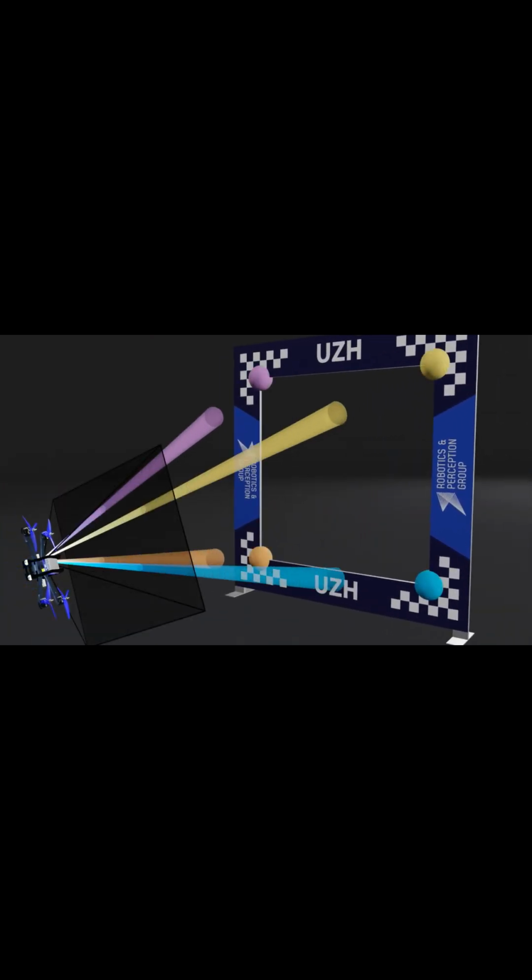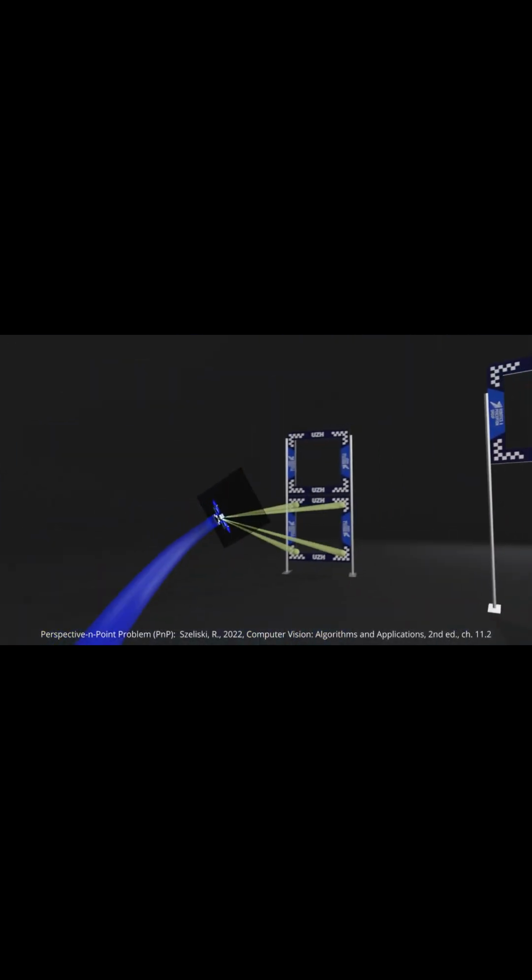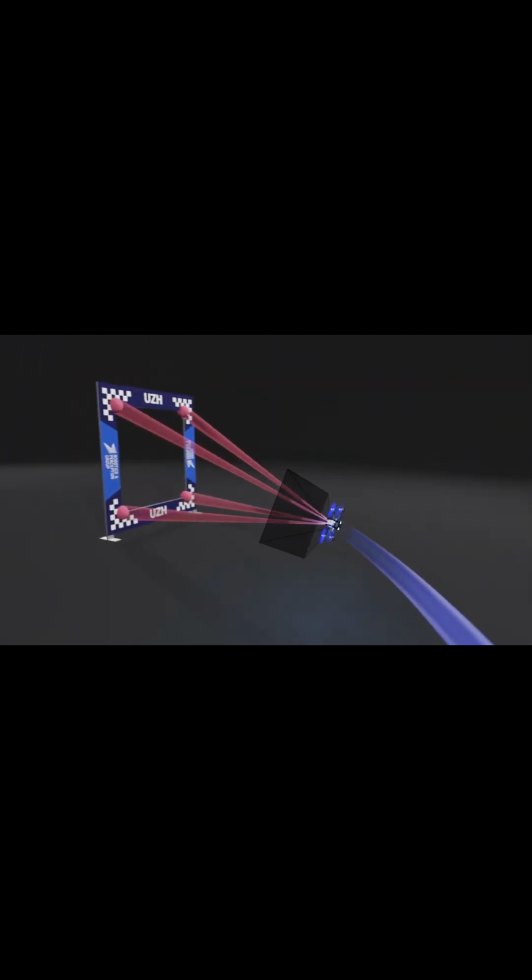Given the position of a gate in the world frame, Swift uses the PnP algorithm to triangulate its location. The animation shows one or more gates being detected during a flight.